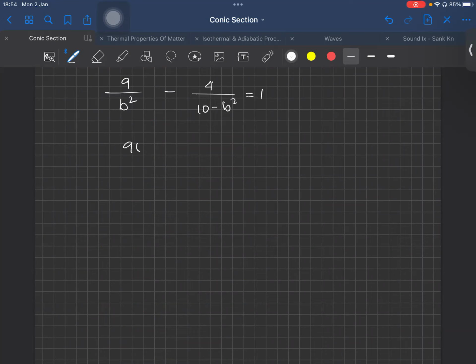So can you write 90 minus 9B square minus 4B square upon B square into 10 minus B square is equal to 1, right? So this will become 90 minus, 9 and 4 is how much? 13B square will be equal to 10B square minus B square whole square. Okay, B square whole square. So we can write like this. Now substitute B square is equal to X.